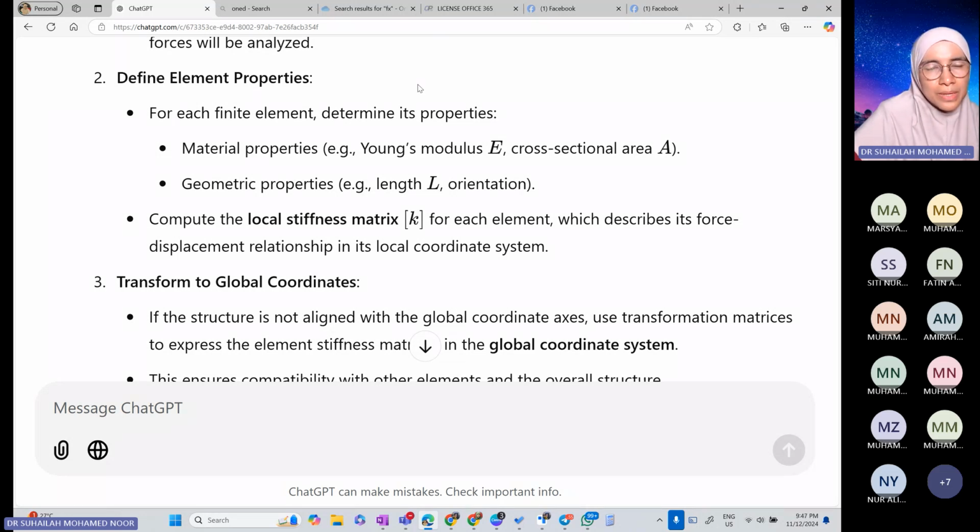Dia jadi bila kita as engineer, kita face dengan problem. Of course, as engineer nanti, kita design semua pakai software. Kita tak buat manual calculation. And then bila kita dapat from software, kita dapat apa? Dapat displacement, dapat forces.